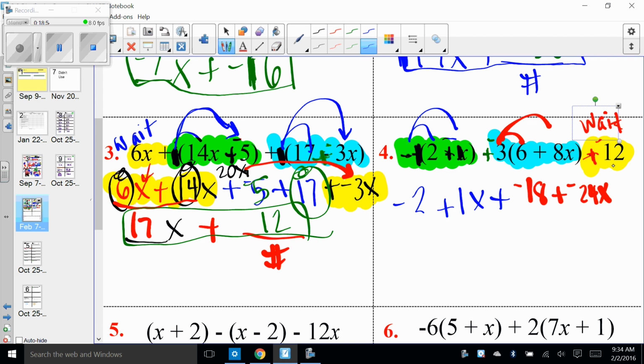Now, if I haven't used it, I drag it down. So we have plus negative 12 on the end. Now, we're going to combine like terms. The variable is x. We have 1x and negative 24x. So those are our x's. We have $1 in the bank, and we're trying to take 24 out. I can't. I can take 1 out, but I still owe 23.